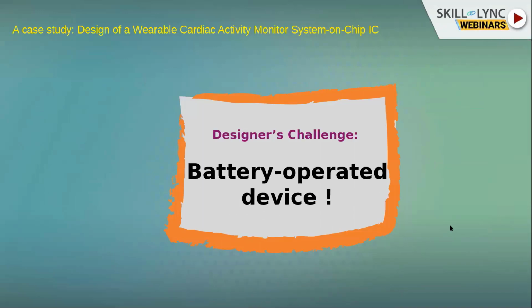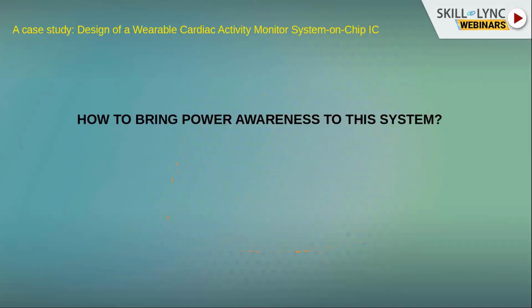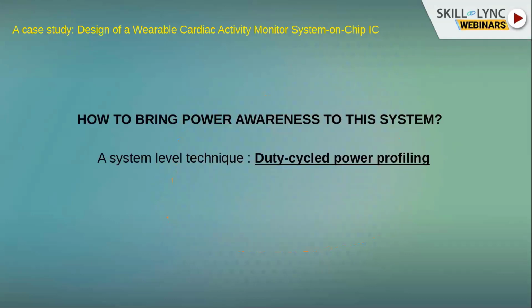Now, let's see what the challenge is in designing this. This is a battery operated device, because this is a wearable device that we're talking about. It has to be on the patient's body always, because we don't know when this cardiac irregularity is going to come up. Whenever it comes, it has to be reported as required. So it has to be a battery operated device, and since it is, it has to have some kind of power awareness.